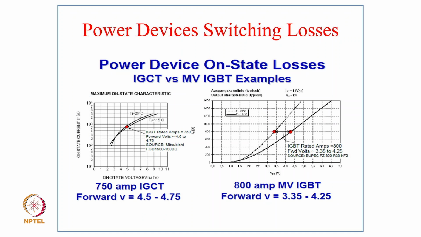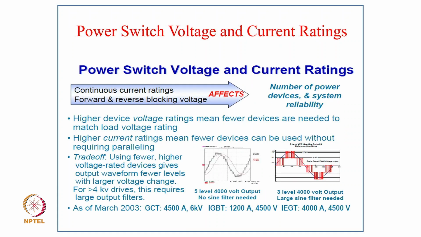Now you can see the power switch on-state losses in the IGCT and medium voltage IGBT, and clearly see how the current behaves in the two devices. In the case of the 750 IGCT, as given in the example, the forward voltage is 4.5 to 4.75. However, in the case of the 800 medium voltage IGBT it is 3.35 to 4.5. That is responsible for the difference in losses between these two devices.